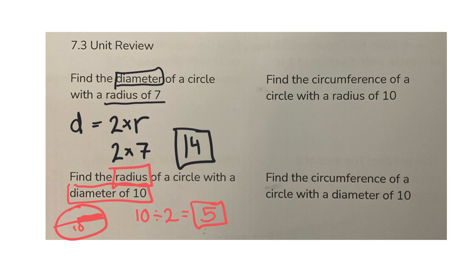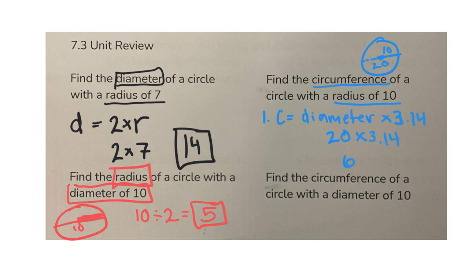The next question here is find the circumference with a radius of 10. Now if you remember, to find the circumference, we first have to find the diameter, and then we multiply the diameter by pi. So my radius is 10, that means my diameter is 20. It's all the way across. So we're going to go 20 times 3.14, that's 62.8. This problem gave us our radius and we had to use the radius to find the diameter.